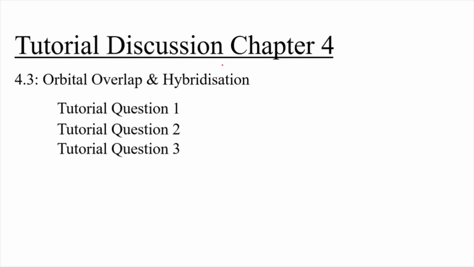So today we're going to do some tutorial discussion for chapter 4 and now we're going to focus on the subtopic of 4.3 orbital overlap and hybridization. So we're going to do tutorial question 1, 2 and 3 respectively. So without any further ado, let us start.